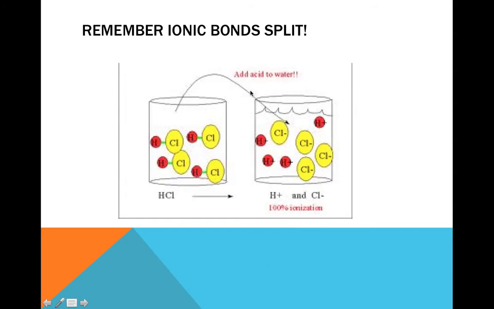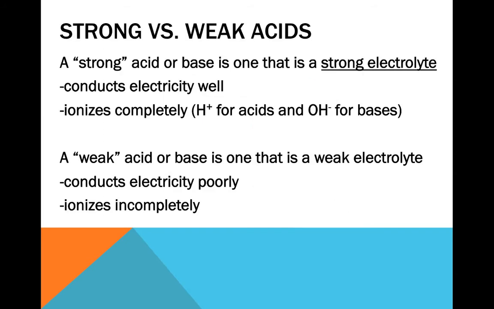And that's called ionization. You might also hear it called dissociation, because instead of associating with each other, they are dissociating and splitting, okay? So ionic bonds in a lot of acids are going to ionize when they hit water and make more ions, okay? So first we're going to talk about strong acids and weak acids, and strong bases and weak bases.